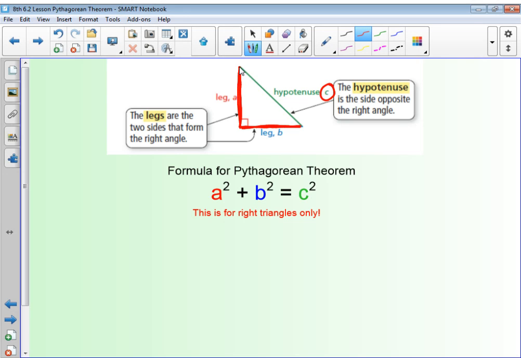So what we're going to be doing today is using our order of operations. We're going to be solving for a variable, and we're going to be substituting, okay? So we're going to use previously learned knowledge. The new information today is just understanding the makeup of the formula, A squared plus B squared equals C squared, and understanding the parts of that triangle. So our legs make up our right angle, and then our hypotenuse is that third side that's opposite the right angle, okay?